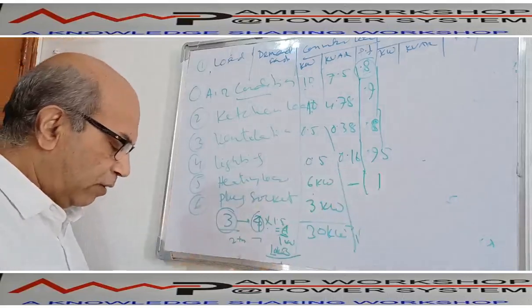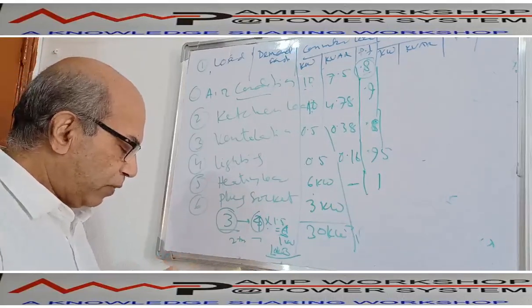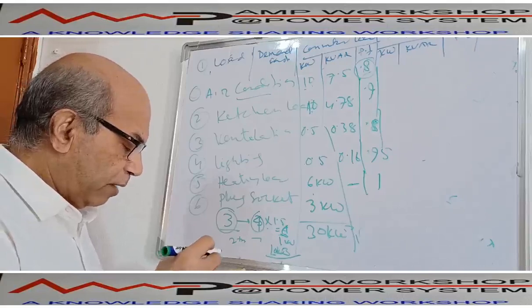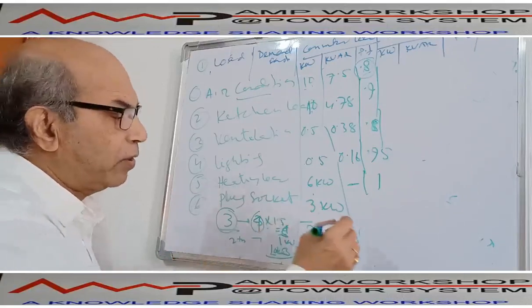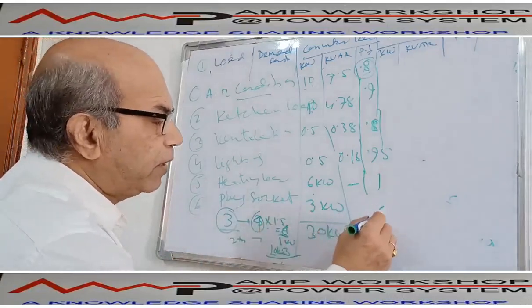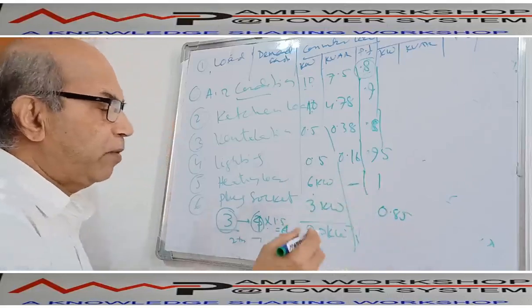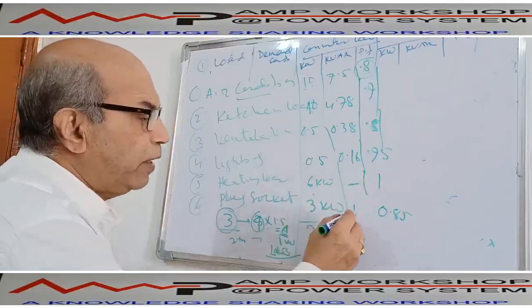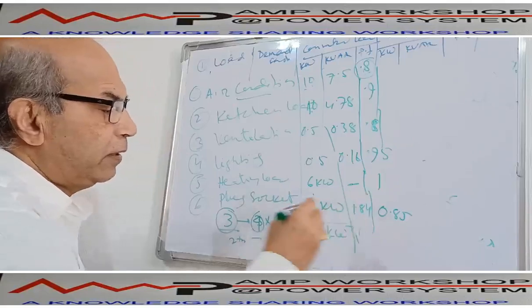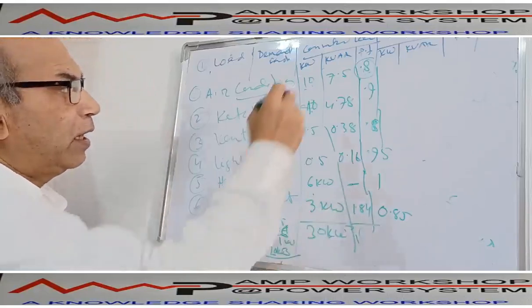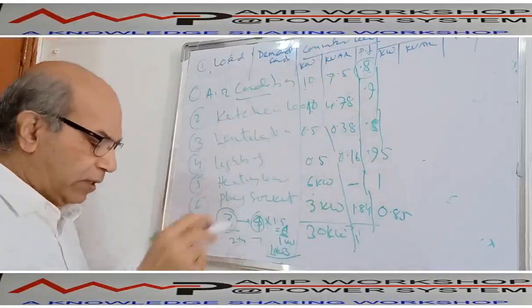Plug socket is 3 kilowatt. If you take the plug socket, I am considering a power factor of 0.85 because it will be a mix of multiple types of load. So the KVAR will be about 1.84. Okay, this will be the total kilowatt and KVAR for the connected load.